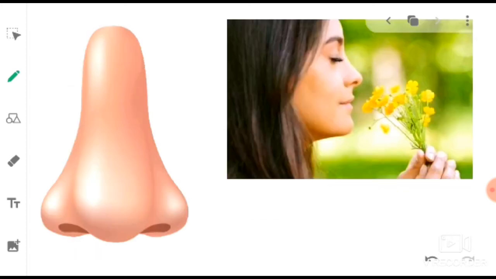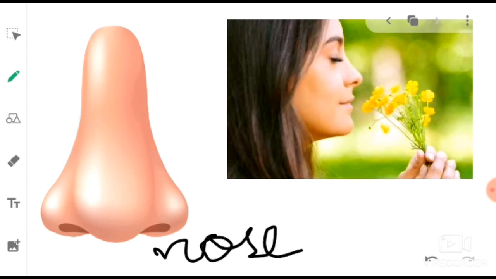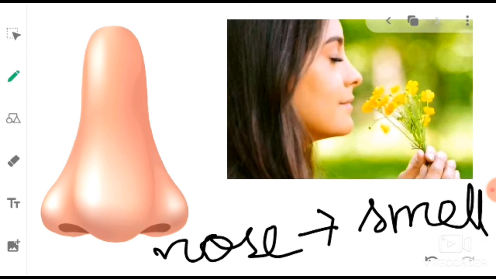This is the picture of nose. N-O-S-E. Good smell, bad smell, different fragrances, aromas we get through the nose. So we smell. Which action is performed by the nose? We smell.